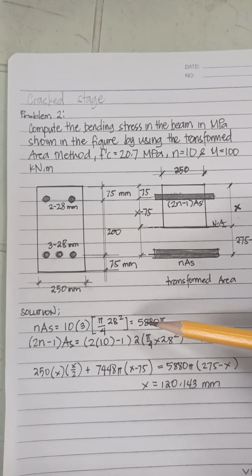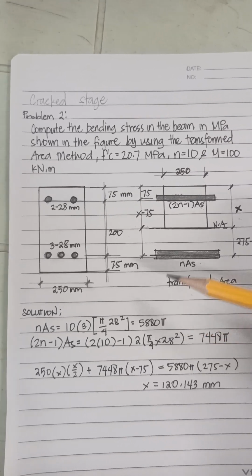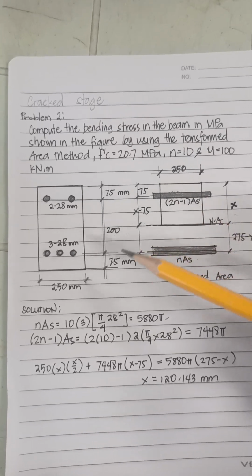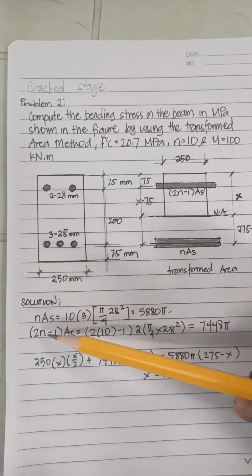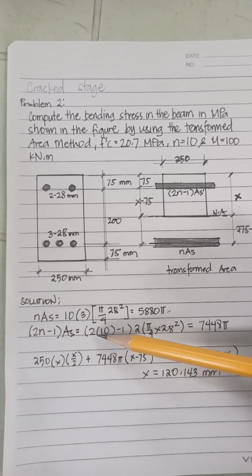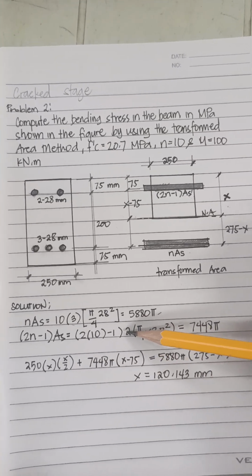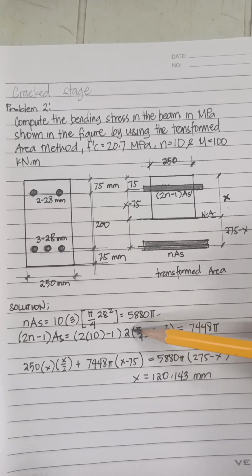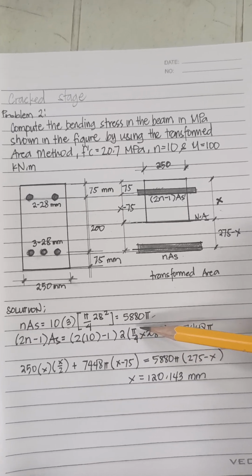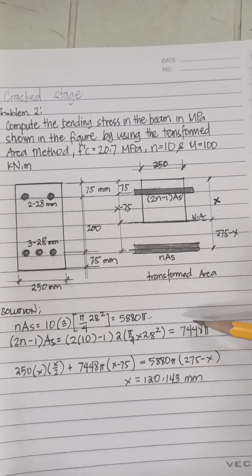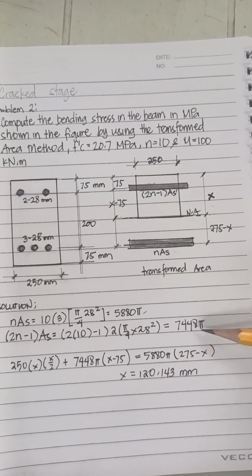So nAs, where n is 10 and As is the area of the tension steel, three bars of 28 mm diameter. So we have 5880 pi as the answer for nAs. And then for the compression bar, we transform it using 2n minus 1. So 2 times 10 is 20, minus 1, so 19, times two 28 mm bars, times the area of one 28 mm bar, which gives an answer of 7,448 pi.